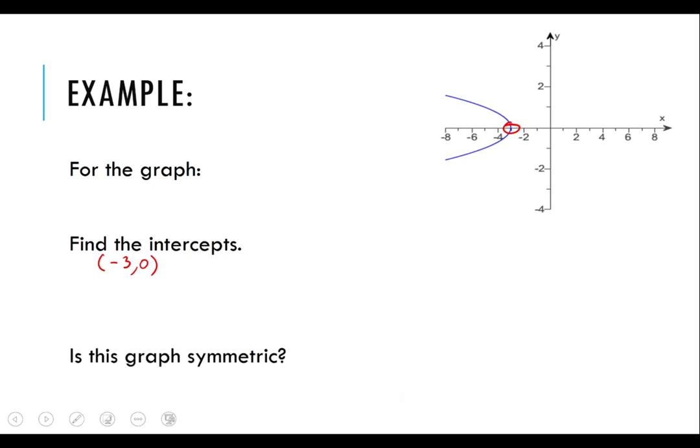Then, is this graph symmetric? Well, first, let's check x-axis symmetry. Fold it along the x-axis. Does it mirror on top and bottom? The answer is yes. So we do have symmetry. We have x-axis symmetry for certain.